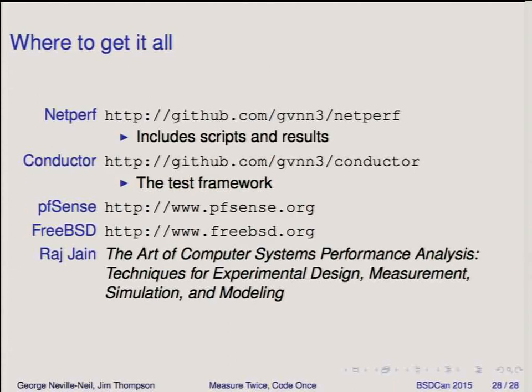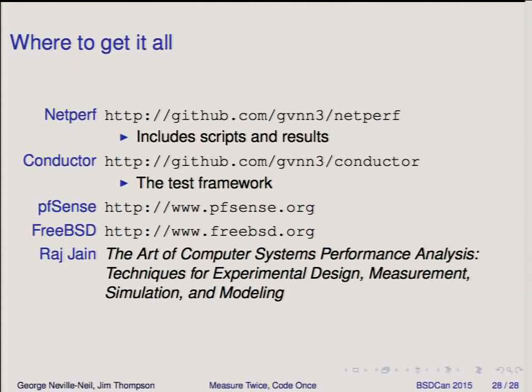So I said I'd tell you where to get it. The netperf work, which is the scripts and the results, are all in this thing here. This is called netperf, which I admit was a really bad name, but it was late, because there's a million things on the internet called netperf, it turns out. But I'm not renaming it now, because it's too much trouble. Here's Conductor, again under my little thing here. PFSense, and I think you all know where to get FreeBSD as well.